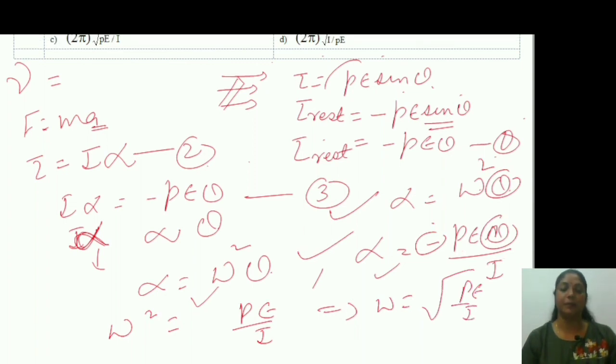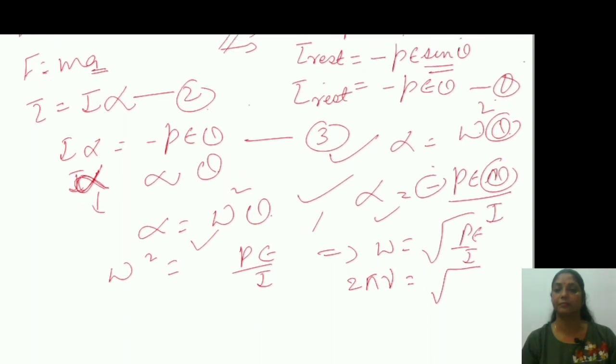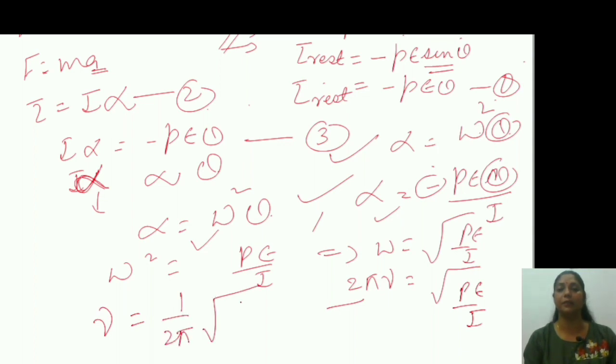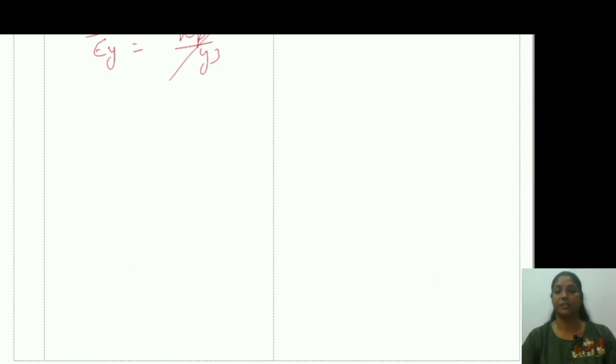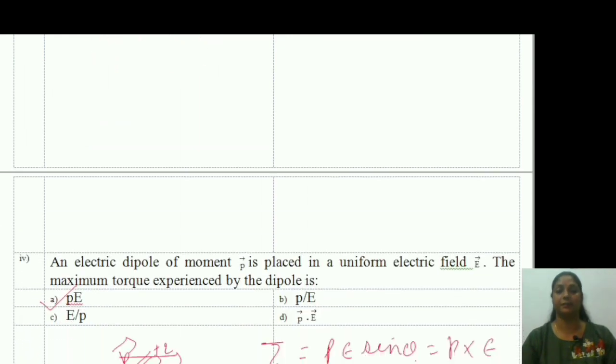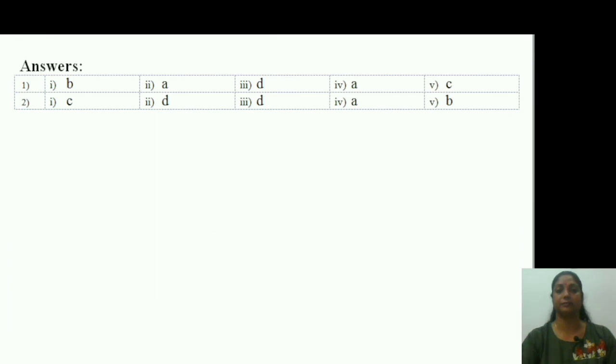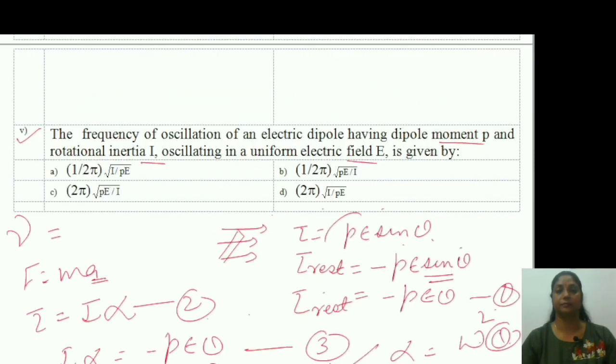So after calculating omega, you know omega is 2 pi nu. So 2 pi nu equal to under root PE by I. It's very lengthy, but still you tried it. So from this one, the frequency becomes how much? 1 by 2 pi under root PE by I. In this way you calculate the frequency. So which option is correct? Option number B. 1 by 2 pi under root PE by I.